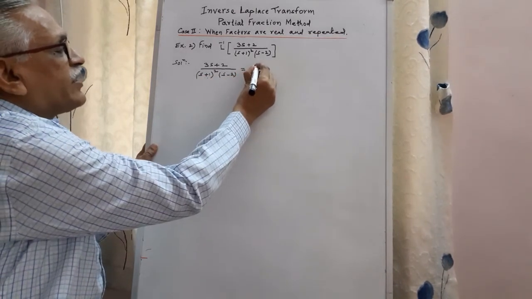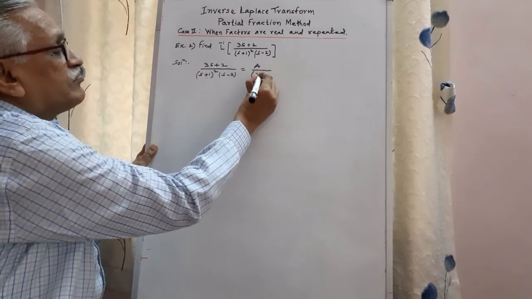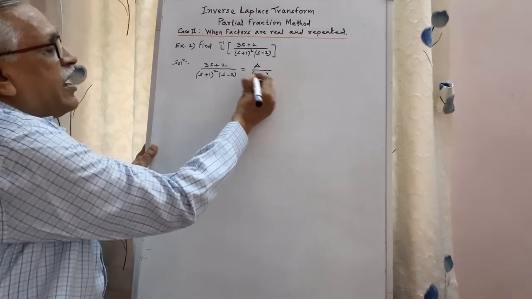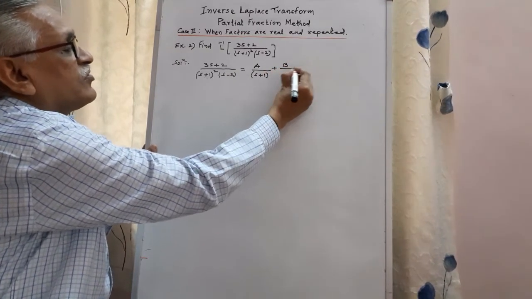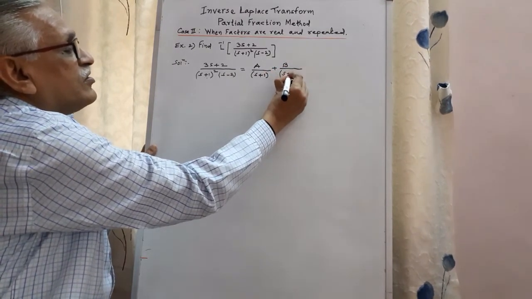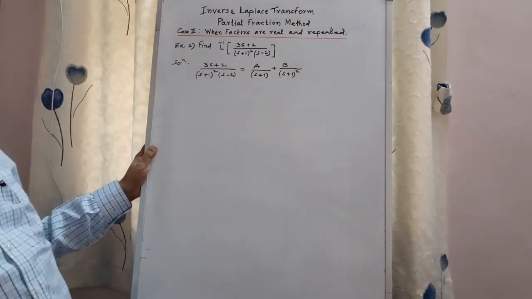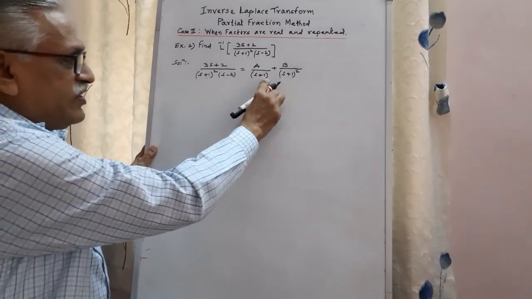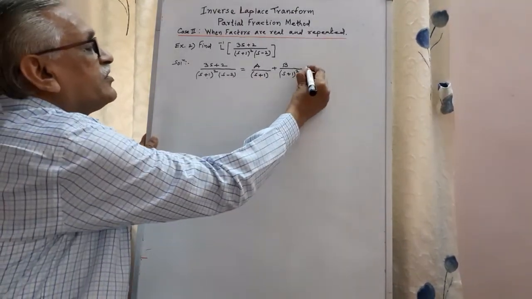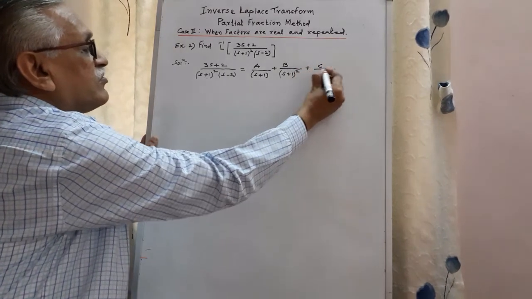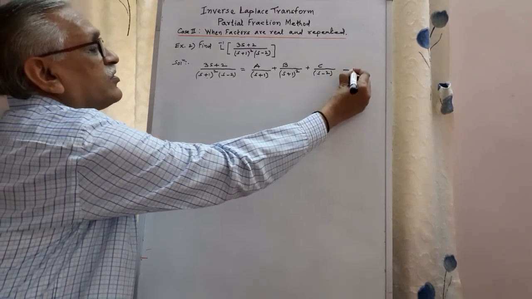This a upon that factor, as it is repeated, we take next b upon s plus 1 square, as it is repeated twice. Every time we increase the power by 1. And for this non-repeated one, it is c upon s minus 2. We call this equation 1.